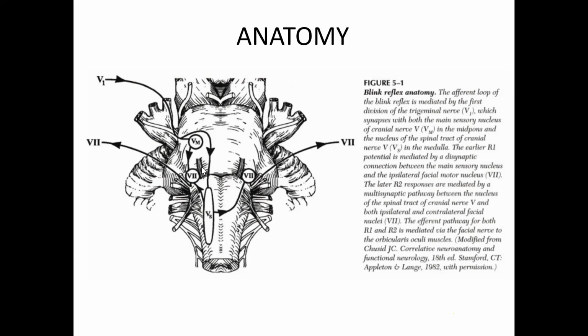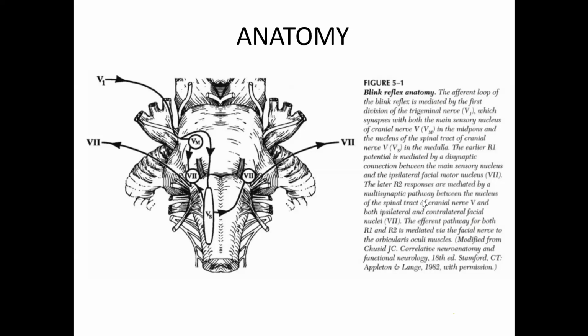So the first response is R1. It is only one synapse, two synapse, a disynaptic connection between the principal sensory nucleus in the pons and the ipsilateral facial nucleus. And the later R2 response is mediated by a multisynaptic pathway between the nucleus of the spinal tract of the trigeminal nerve and the ipsilateral and contralateral facial nerve. The efferent pathway for both R1 and R2 is mediated by the facial nerve to the orbicularis oculi. That is the anatomy of the blink reflex.